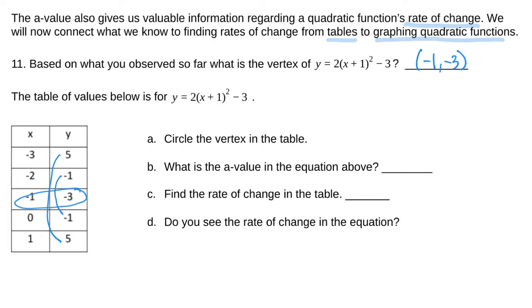What is the A value in the equation above? So A value is this number right here in front. It's acting as the slope, and it affects our rate of change, and slope is rate of change, so that should make sense. And so we have a +2 there. Then it's asking us to find the rate of change in the table.